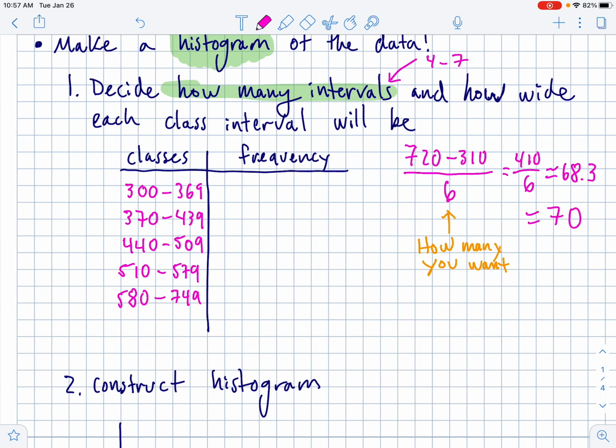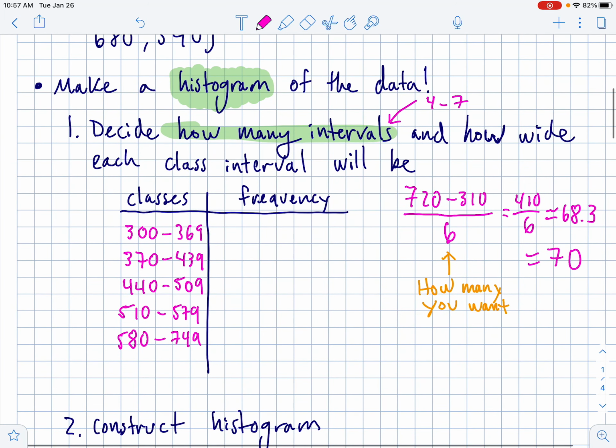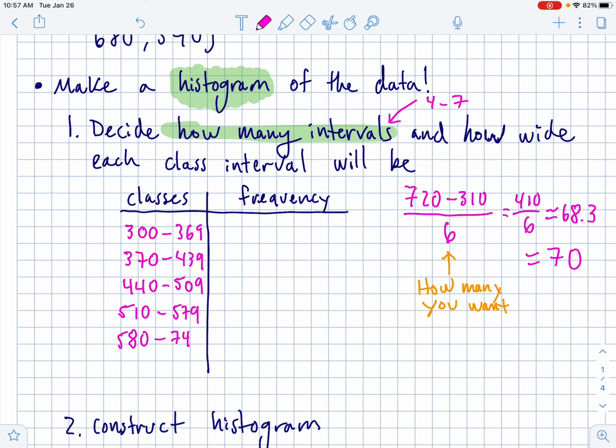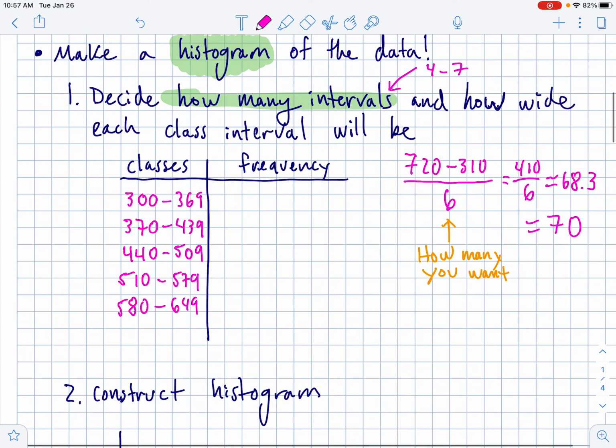And then I believe we're above the data. Wait, 580 plus 70 is 650. So this is 649, not 749. Then this is 650 all the way up to 720, which is 719. And then the last one, 720 up to 790. So count them up. We got 1, 2, 3, 4, 5, 6, 7 intervals.